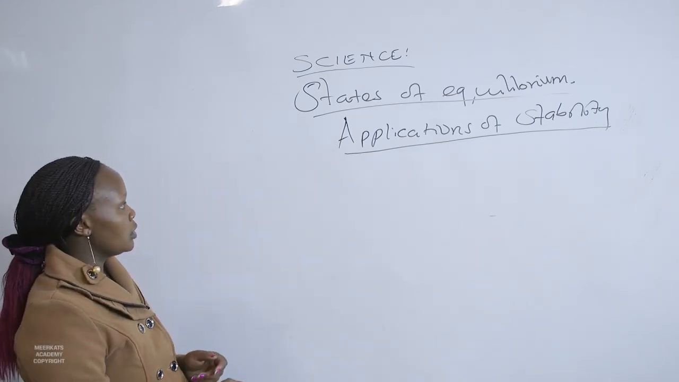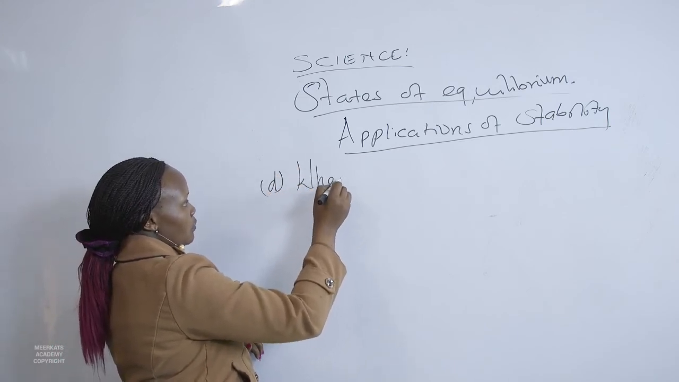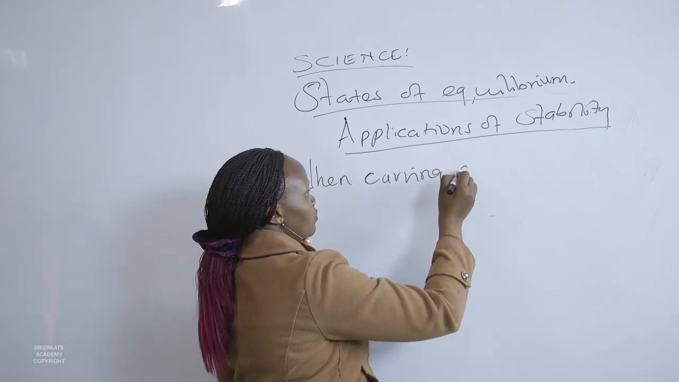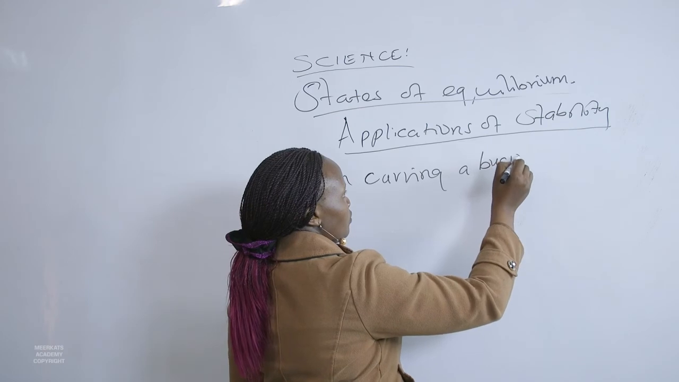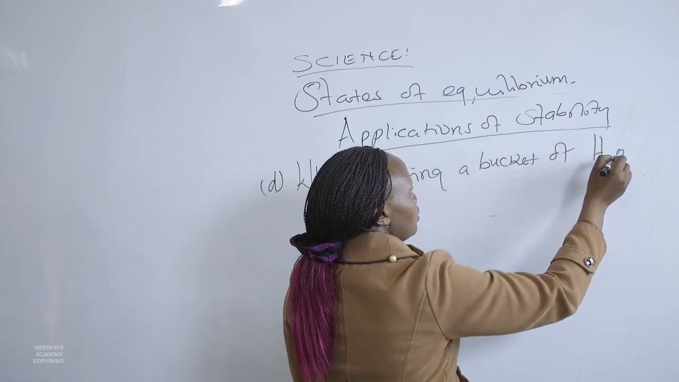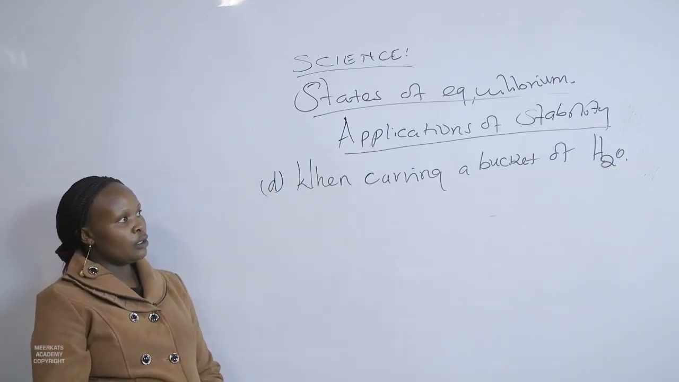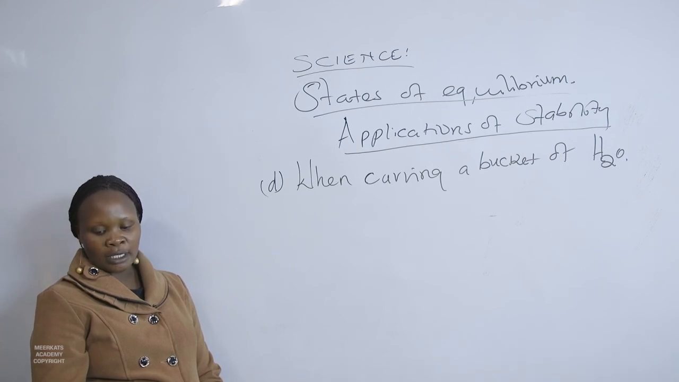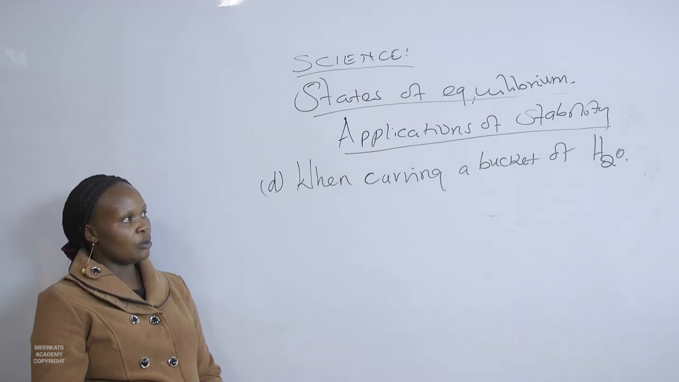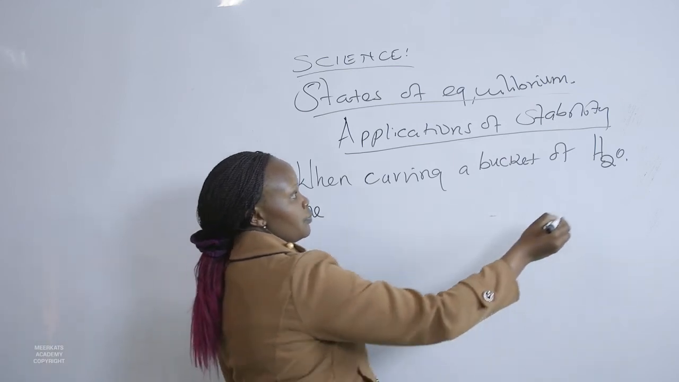Now, how about when carrying a bucket of water? When carrying a bucket of water, you will always lean to the opposite side so that you can make your base as wide as possible and ensure that you are stable.